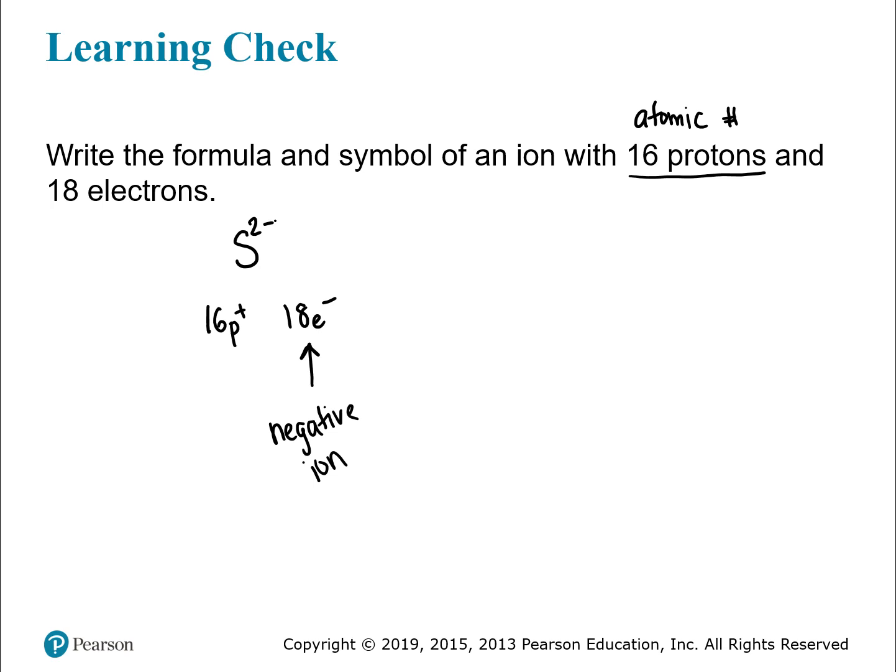If we were to name it, let's just go there. We'd start with sulfur. That's the element name. We don't want anything after that first syllable. We replace all that with IDE and the word ion, so that the name would be the sulfide ion.